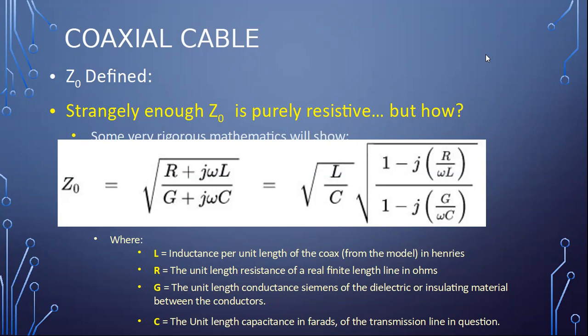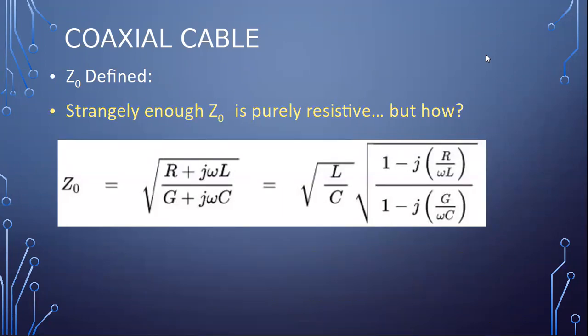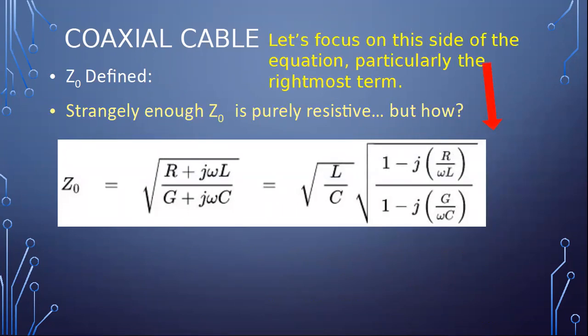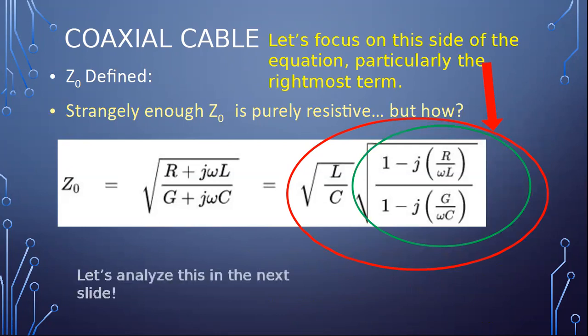So next. We want to focus our time on this side of the equation and over there. We're not going to go too much over here. We're not going to talk about the left-hand side of that at all except ZO. So we'll go to the next slide and we'll analyze what goes on.